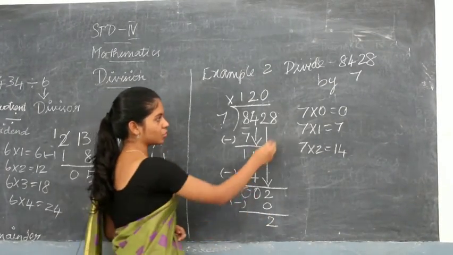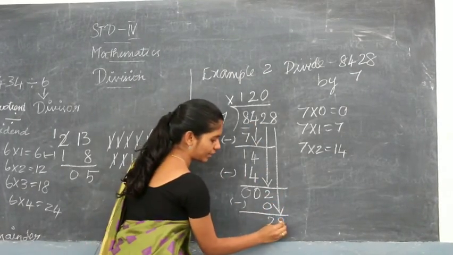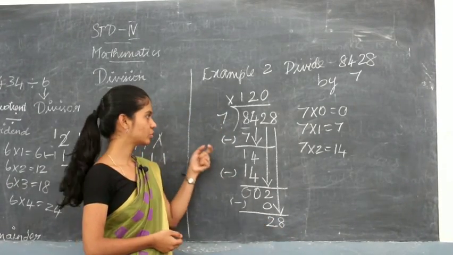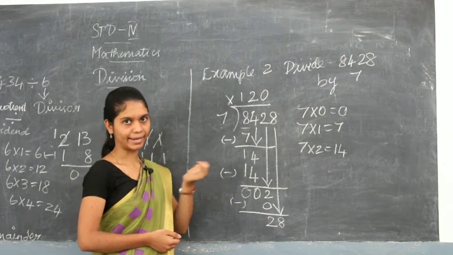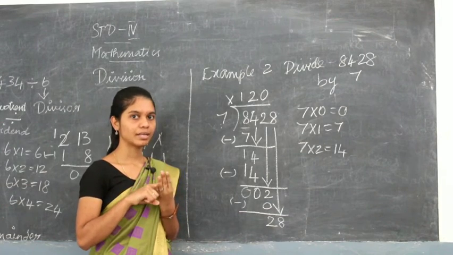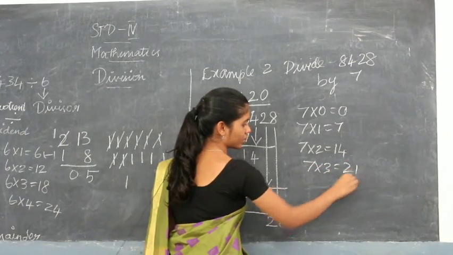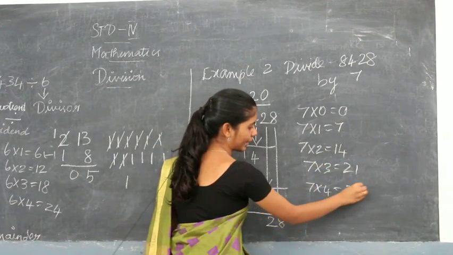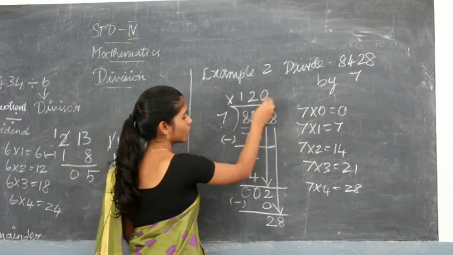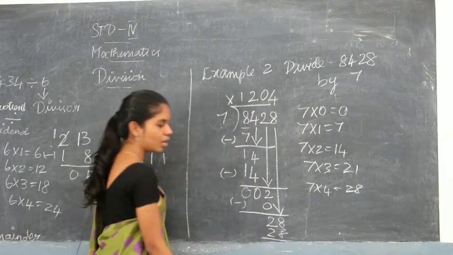Next what you should do? You should get the next number down, which is 8. When you get 8 down, you get 28. So what you should do? You should start telling 7 table again. 7 ones are 7, 7 twos are 14, 7 threes are 21, 7 fours are 28. You got 28. So you don't have to go further. So 7 fours are 28.